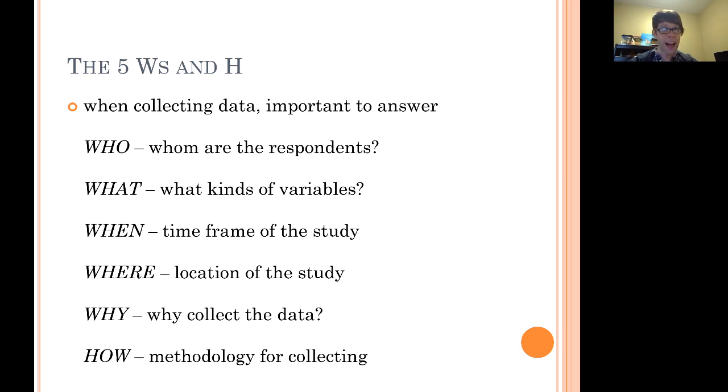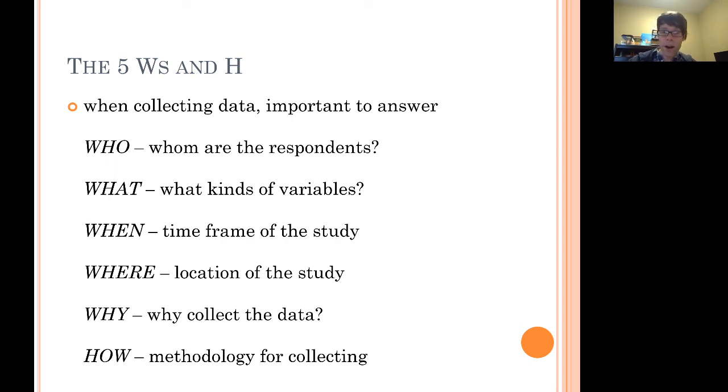What refers to the variables that we're going to be collecting. So am I doing categorical collection, numerical collection, and trying to break down those variables even into their subtypes if it's appropriate. When, of course, refers to the time frame of the study. Where, of course, refers to the location of the study. Could be online, could be in person, could be mail-in, could be over the phone. So there's lots of different possibilities for where.